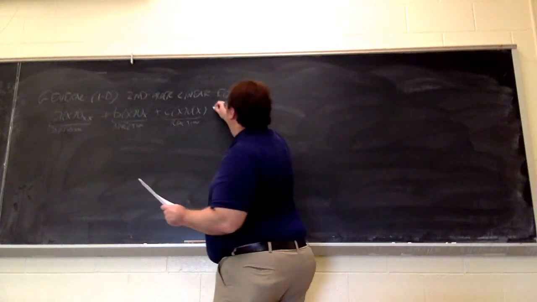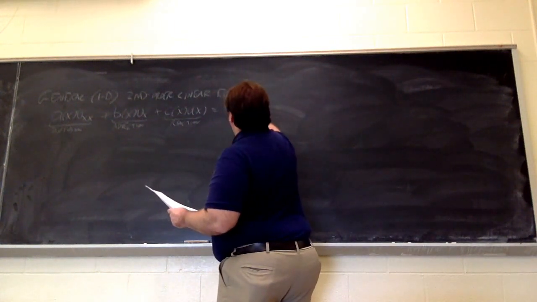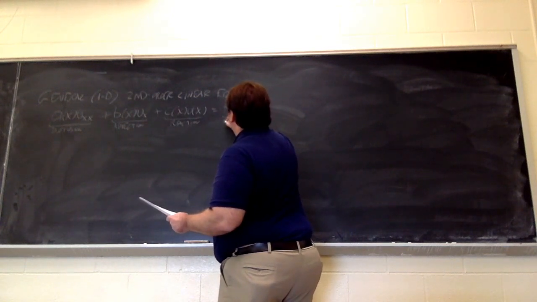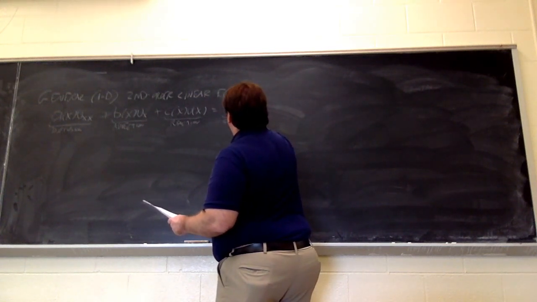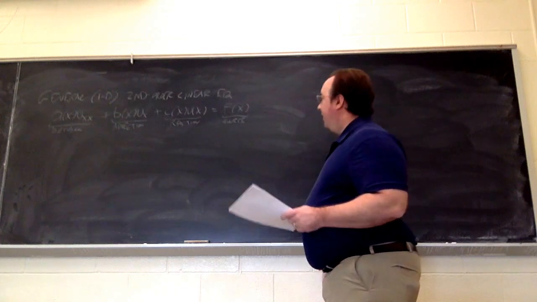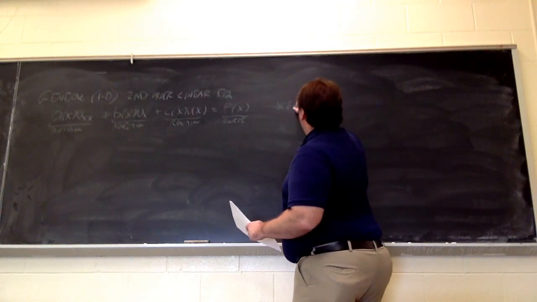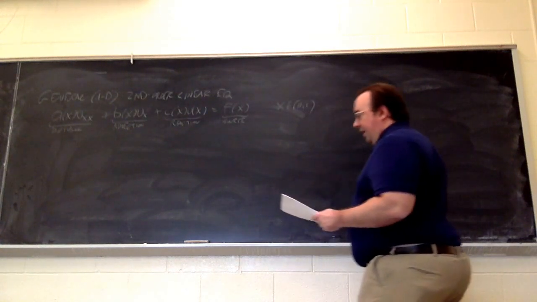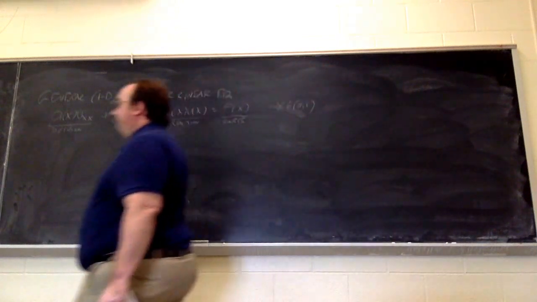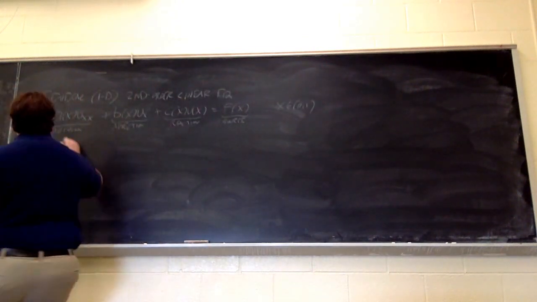And then we have some right-hand side, which could be 0, but in case it's not, that would be like some sort of source term. And we'll just work on the interval 0, 1, and then we use Dirichlet boundary conditions.